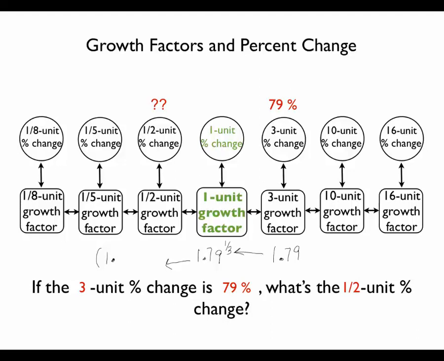And then how would we get the 1/2 unit? That to the 1/2, right? You take the 1 unit to the 1/2. And now let's get a value for that. So going directly from the 3 unit to the 1/2 unit would be 1.79 to the 1/6. If you want to go right from here to here, you're going to take that 1.79 to the 1/6, because 1/2 is 1/6 as much as 3. And we see that right there in the exponent: 1/3 times 1/2 would be 1/6.